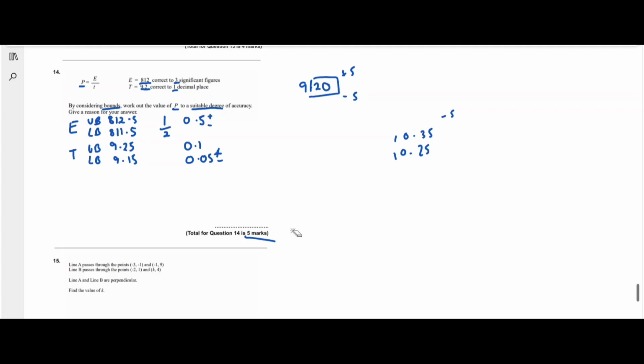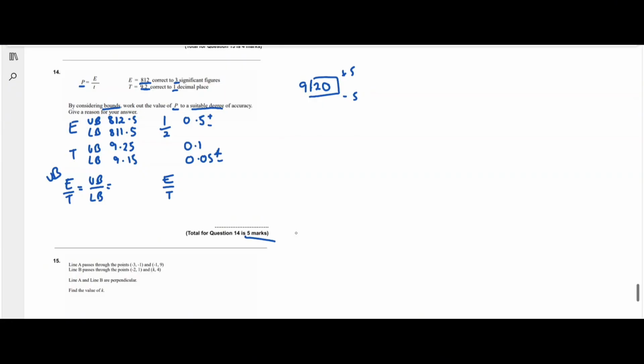So now I've got to work out the value of P to a suitable degree of accuracy. So what that means is you have to find both the upper bound and lower bound of this calculation, E divided by T. We need both. We need the upper bound and we need the lower bound of E divided by T. So how am I going to get the biggest answer from this calculation? That's what's going to give me the upper bound. So to get the biggest answer from a division, I need the upper bound, the biggest number I can possibly have on the top, divided by the lower bound, the smallest possible number I can have on the bottom. That's what's going to give me the biggest possible answer with division.